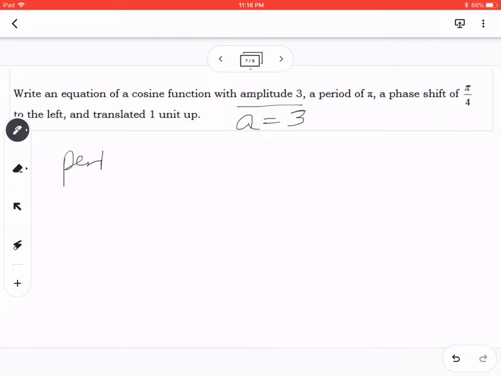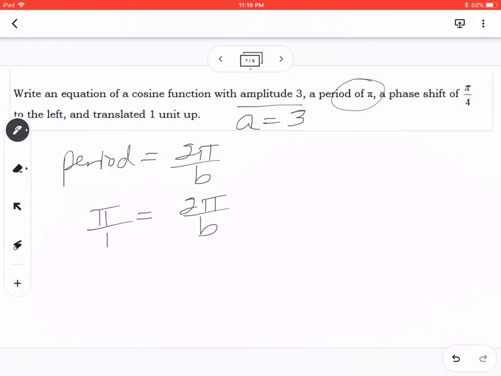We know the formula of a period is 2 pi over b. And they told us that the period was equal to pi. So the period can be replaced with pi. Pi is equal to 2 pi over b. We can put pi over 1, and we can cross multiply. 2 pi times 1 is 2 pi. Pi times b is pi times b.